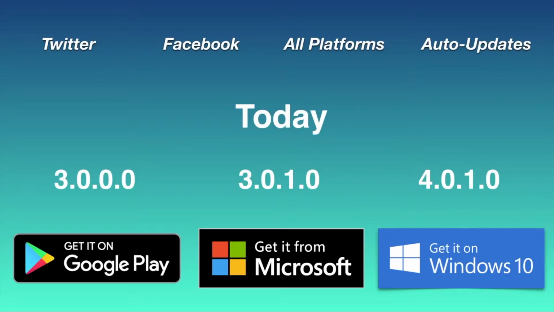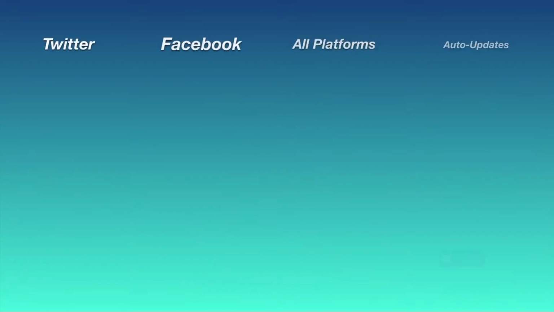Now you might be wondering, well, why is the Windows 10 version and Windows 8 version different? Well, that's because Microsoft has a policy that the version for Windows 8 has to be a different number, and the version for Windows 10 has to be a different number. So that is why you see 3.0.1 and 4.0.1, but the versions are the same.